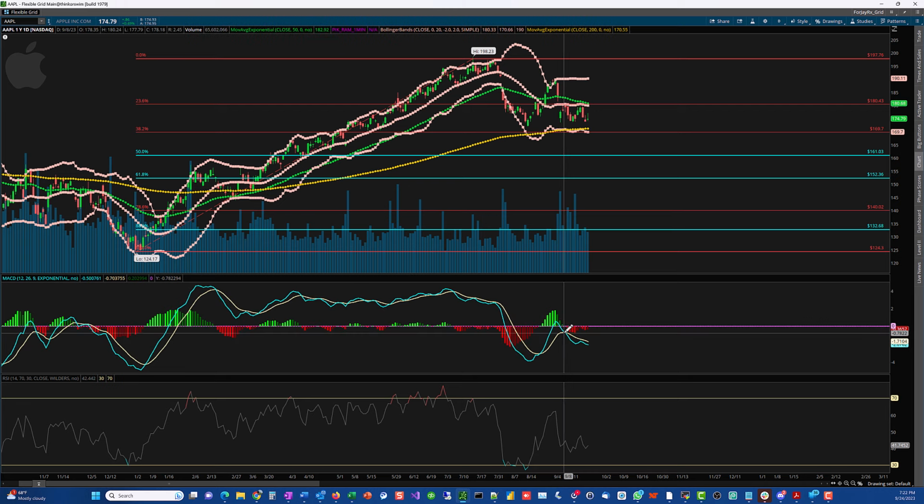And then you had this cross. And once that cross happened below the zero line, that means more pressure downwards. Okay. So now that it's downward here, you have to be mindful of this low.